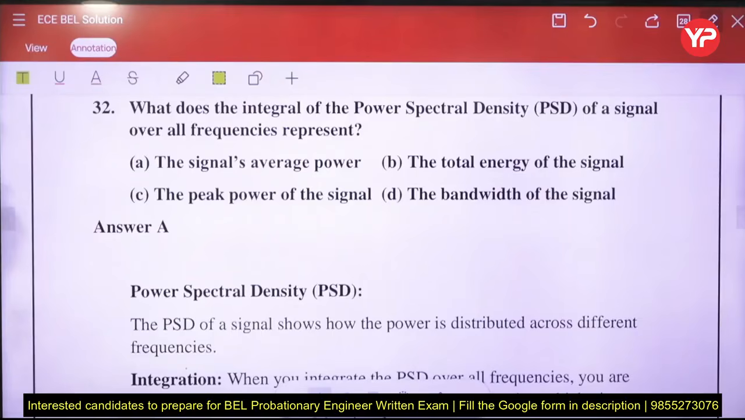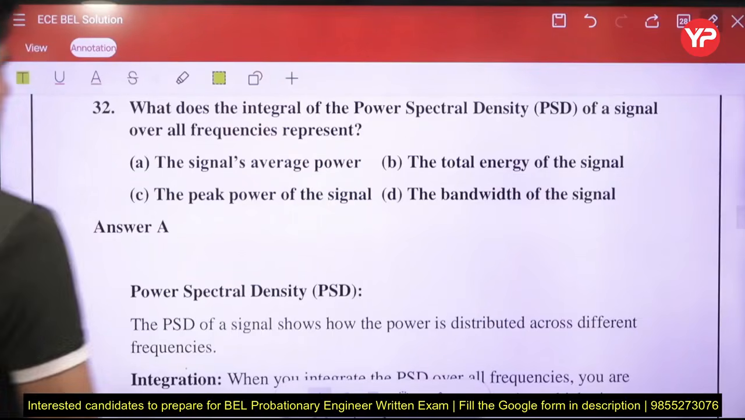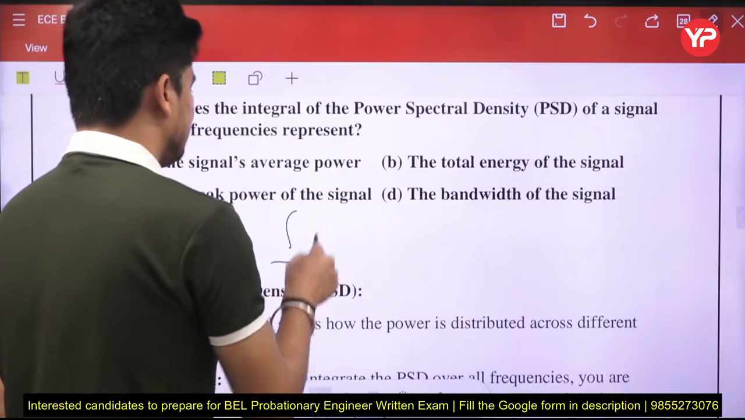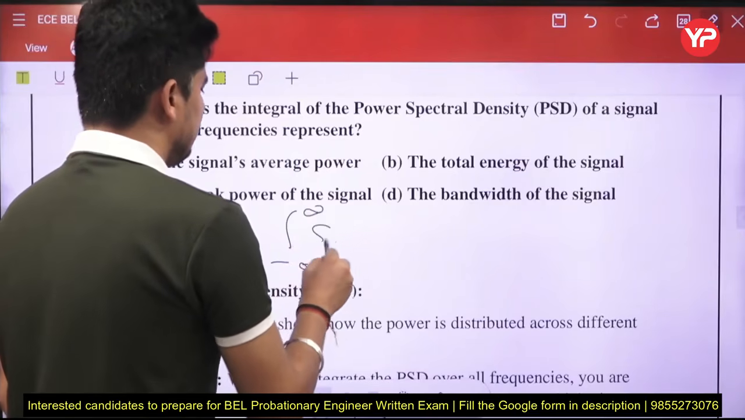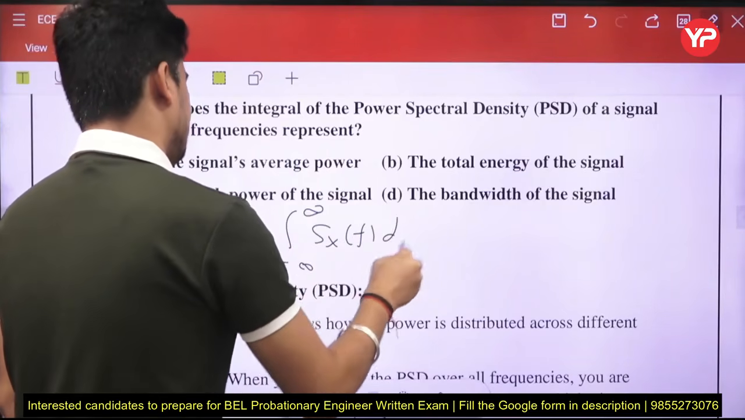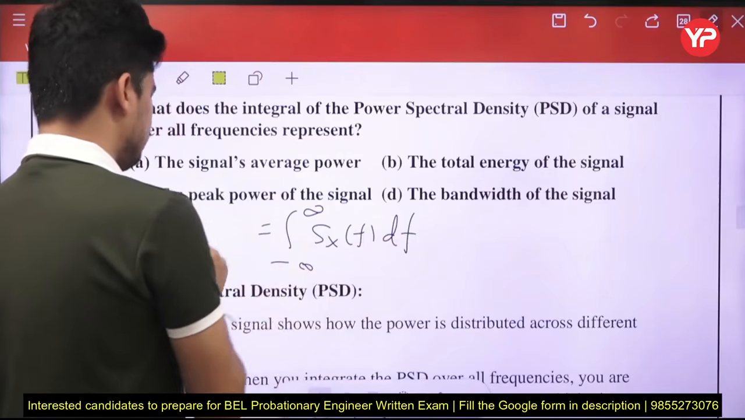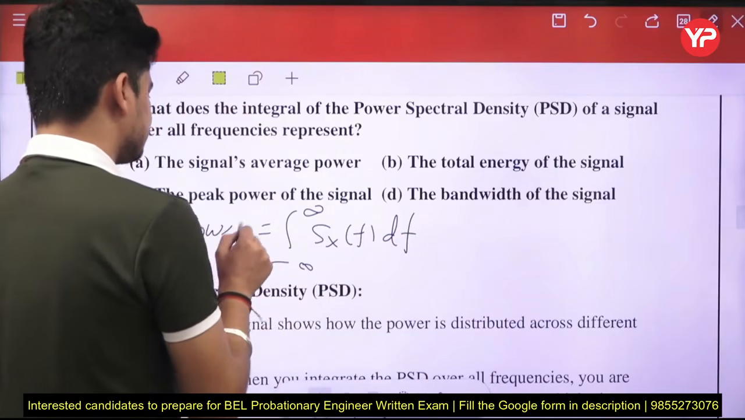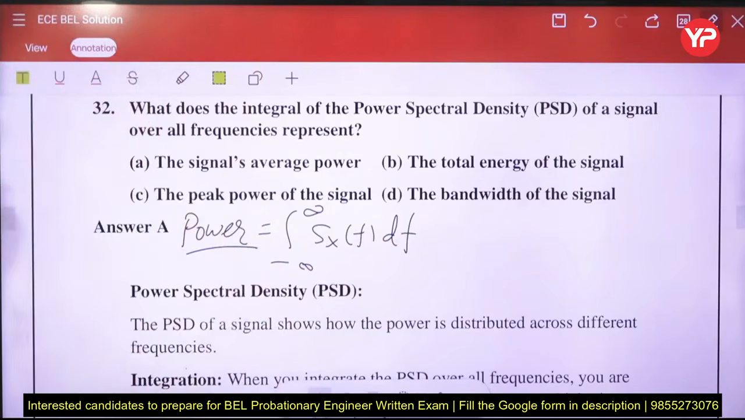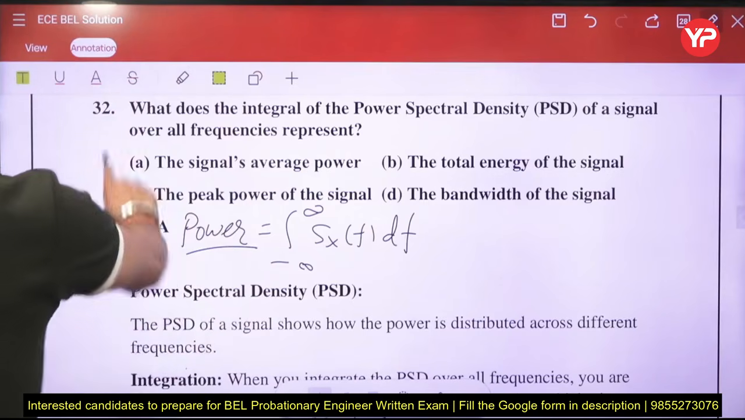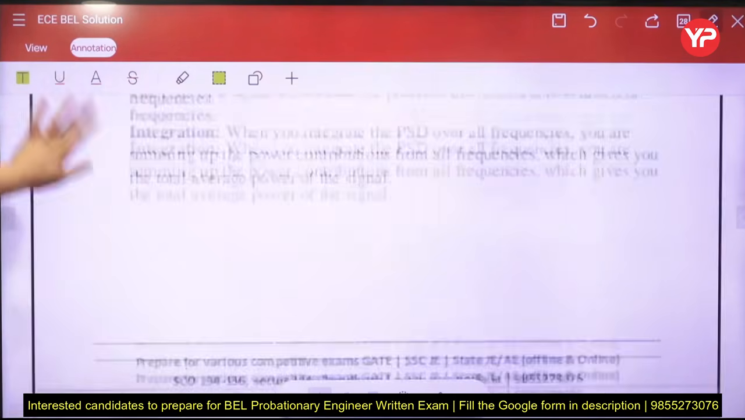What does the integral of a power spectral density at overall frequency represent? When you integrate the power spectral density, Sx(f) df, from minus infinity to infinity, that will give you the power of that signal, the average power, right? So total energy of that signal, the signal average power, right?